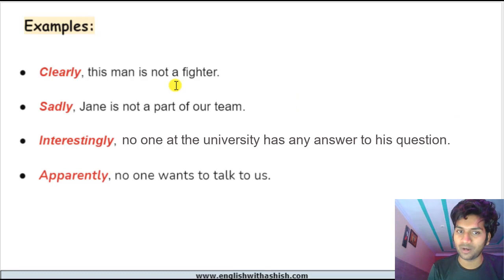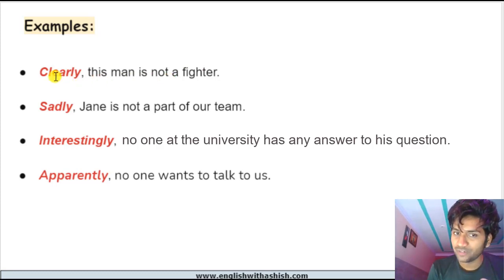All right, example number one. Clearly, this man is not a fighter. Clearly is the sentence adverb, and after it, we are using a comma. So this is the main sentence, the independent clause: this man is not a fighter.